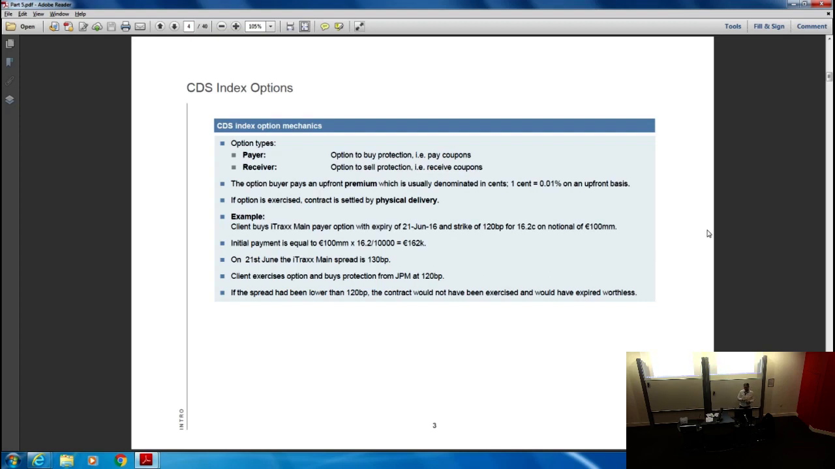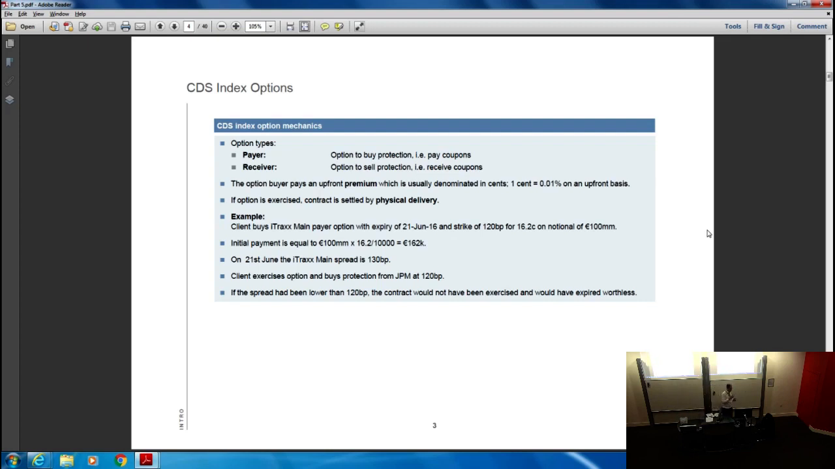It would just expire worthless. As long as the index spread itself is above 120 basis points, you would still exercise that option. And in fact, even if the index spread was below 120 basis points, you might still exercise the option because it might be a good way to gain liquidity.